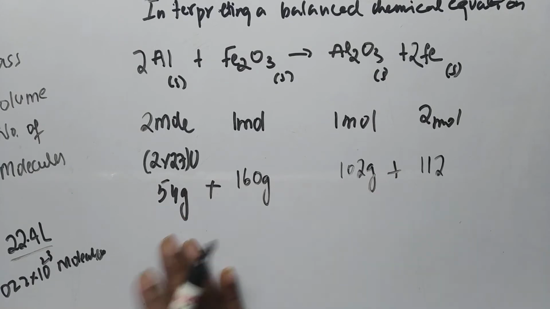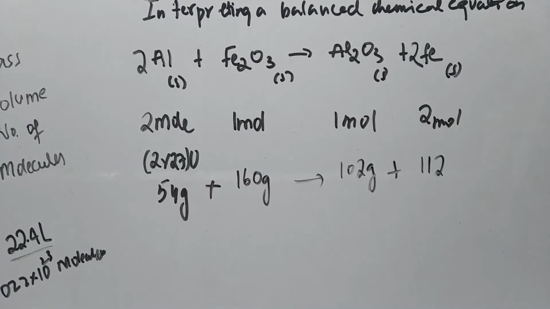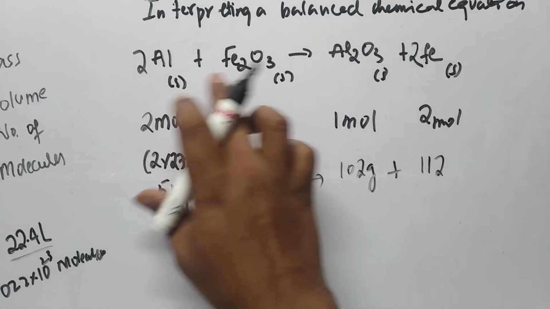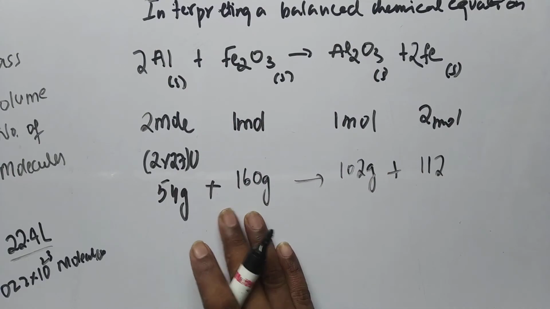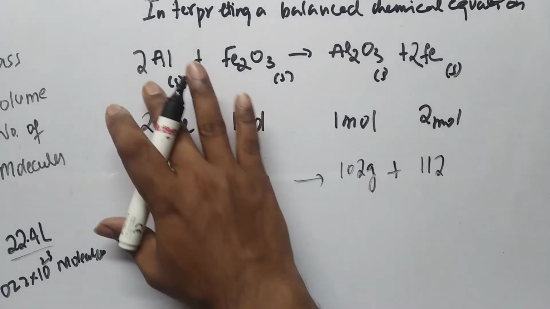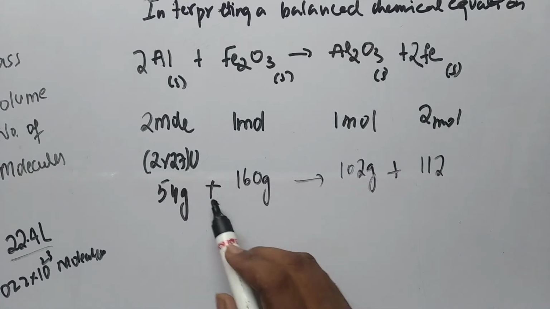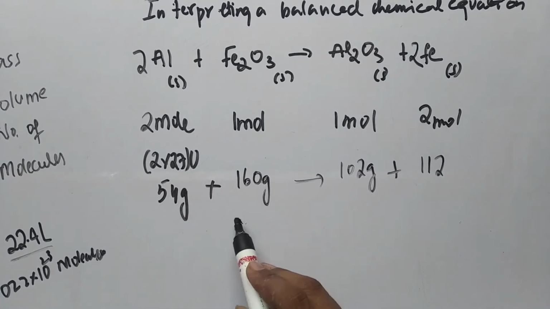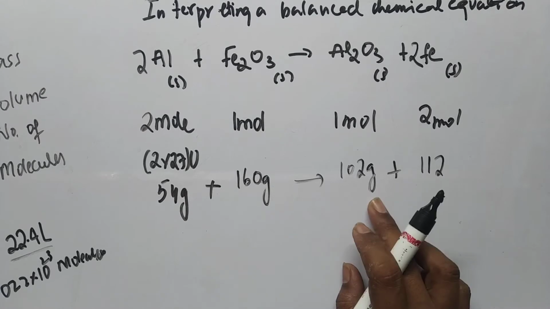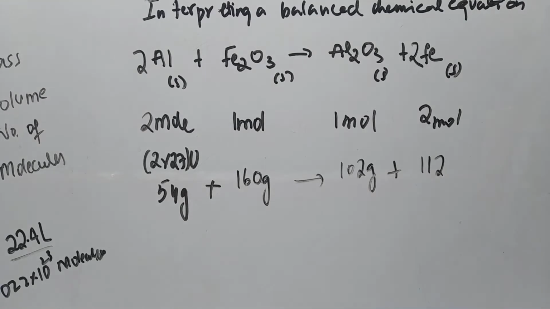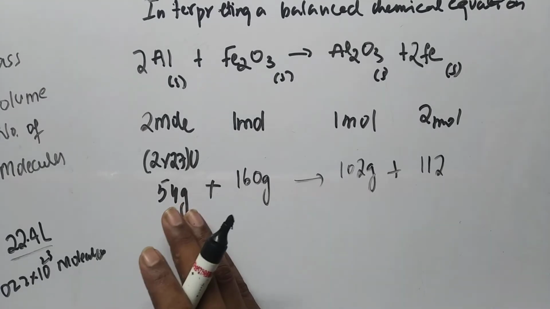If you add the total mass in the reactants and the total mass in the products, as per the law of conservation of mass, we know that an element has the same mass, the same weight in the reactants and the same weight in the products. The number of atoms should also be the same. If you add this, we'll get 214. Here also we'll get 214. So we can say that the masses are the same.